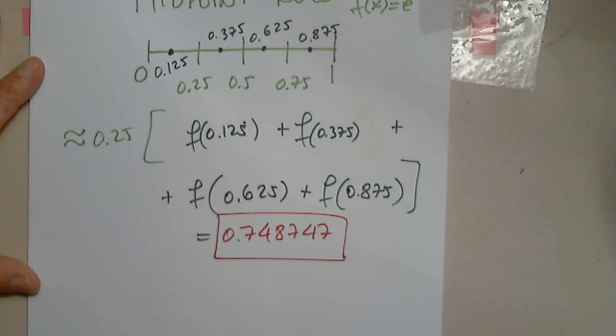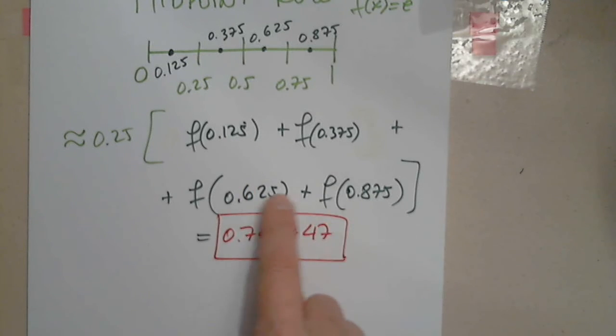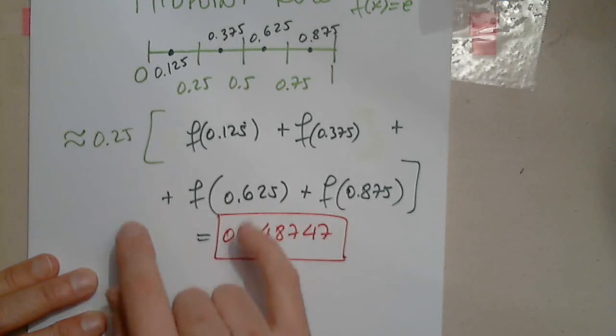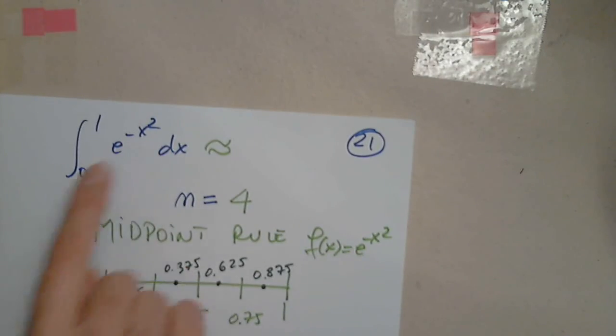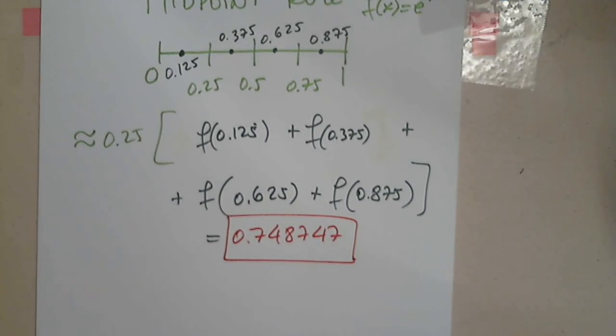And I created 2 lists in the graphing calculator. I put these numbers in, and then I calculated the product. And this was the function e to negative x squared. So this is a good approximation of the area under the graph of e to negative x squared.